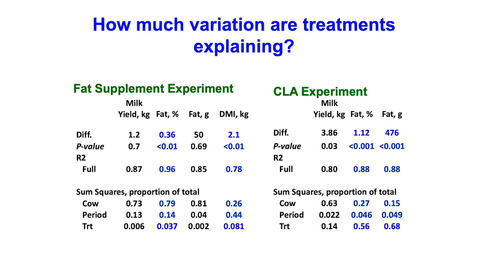In the CLA experiment, when we had this really big difference, over a 1% change in milk fat, a 400 gram per day difference in milk fat, now we're up to treatment being 68%, 56% of our variation, right? But in a lot of these things where we're seeing small effects, it's not explaining a lot of the variation in that parameter. Now, I'm not saying it's not important. A 0.2 unit change in milk fat is a lot of money. It is important, but we have to appreciate that there's a lot of potential for interaction there.